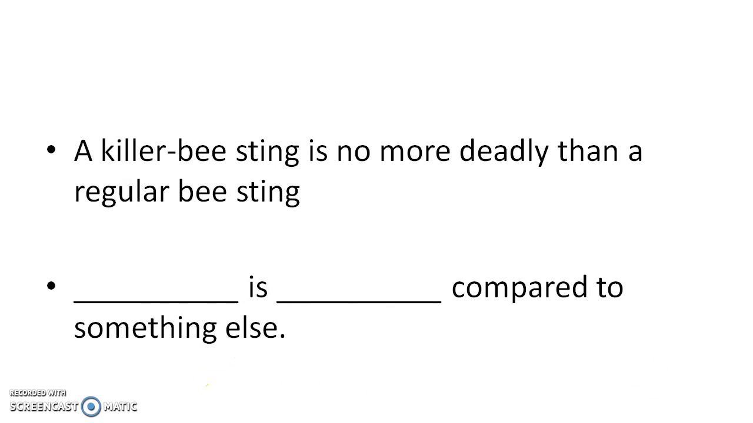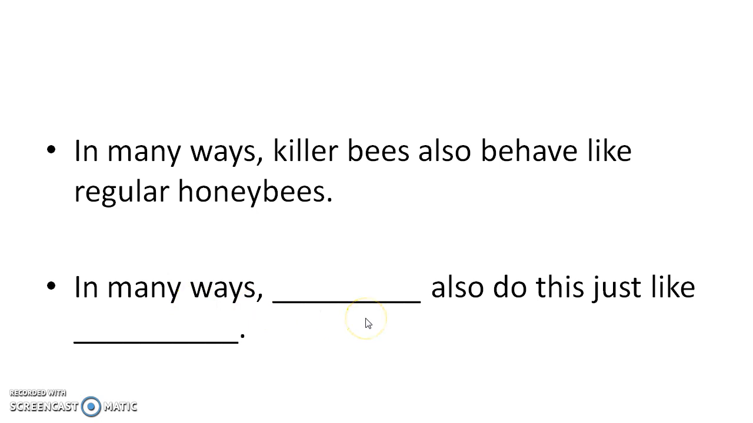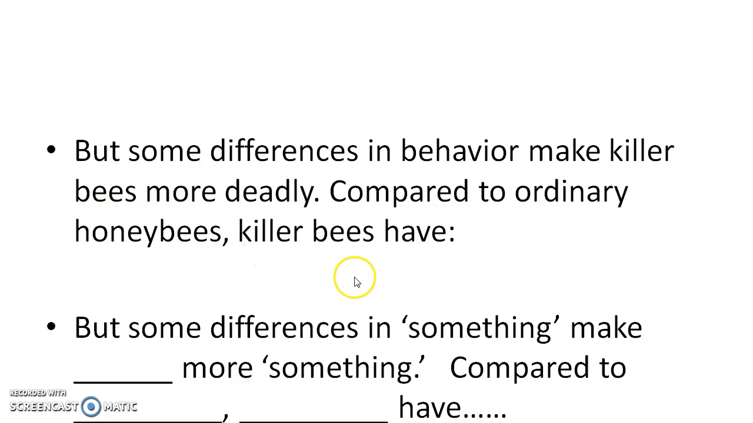Okay, here's another example. Killer bee sting is no more deadly than a regular bee sting. Right? Blank is blank compared to something else. So killer bee sting is no more deadly than a regular bee sting. In many ways, killer bees also behave like regular honeybees. In many ways, blank also do this just like blank, comparing the killer bee's behavior to regular honeybees.